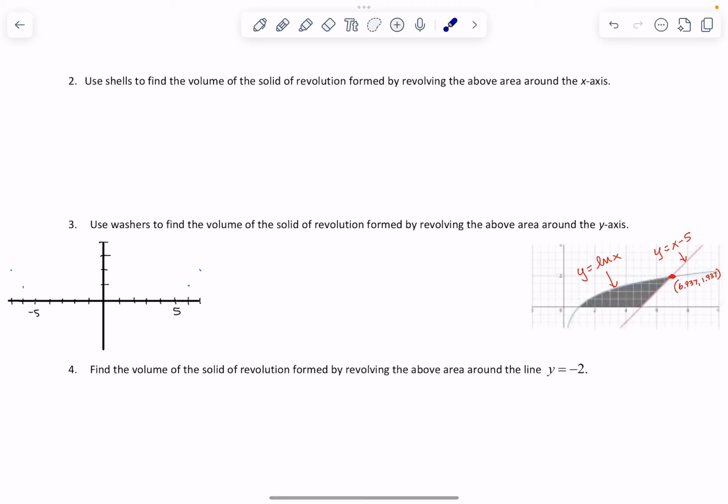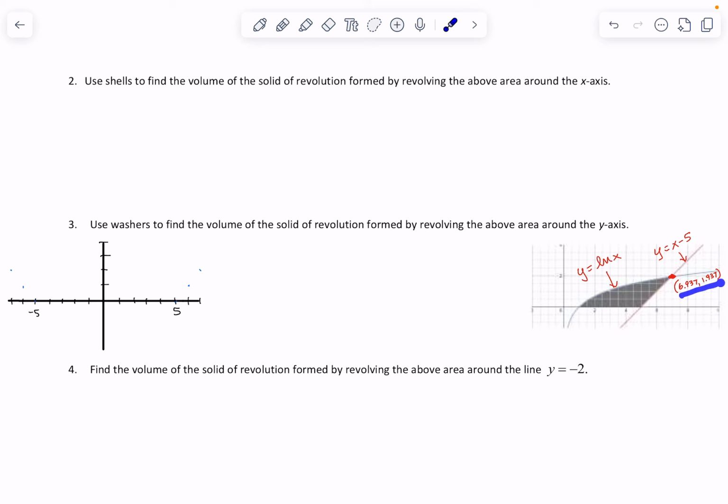We're going to take a look at problem number 3, where we're going to use washers to find the volume of the solid of revolution formed by revolving the area around the y-axis. So this is the area that we're talking about. It's formed by the x-axis, the curve y equals the ln of x, and y equals x minus 5.